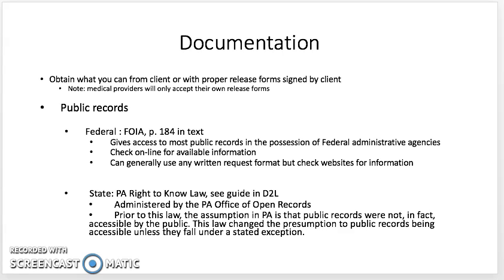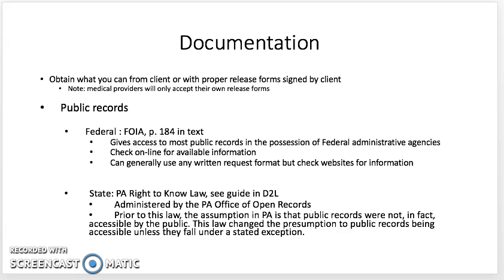There's also a whole area of public records that we can have access to. And in some cases, this will be a really good source of information. So on the federal level, there is a law that allows us to get these records. And on the state level, there is also a law that allows us to get these records. So let's talk federal first. The federal law is called Freedom of Information Act, and they talk about this in the textbook on page 184.